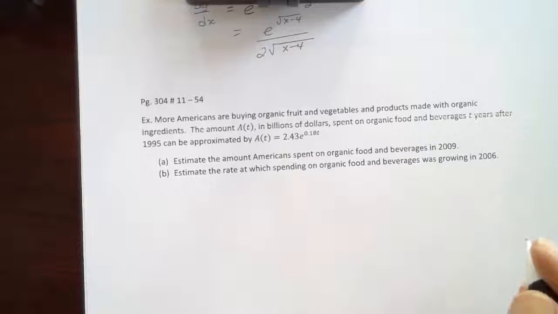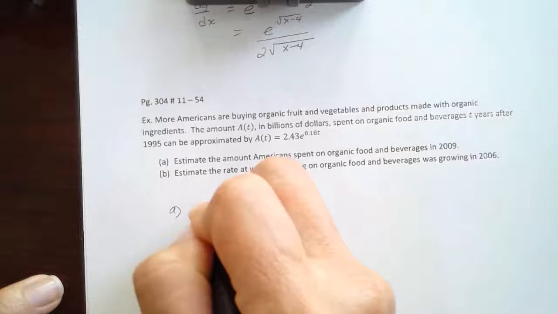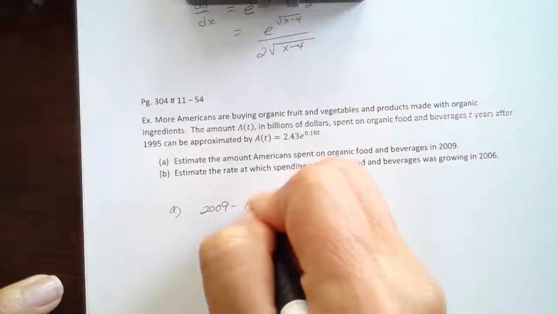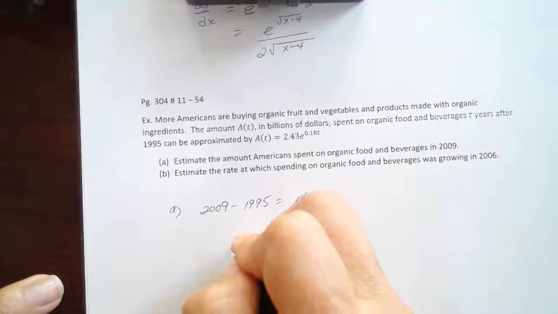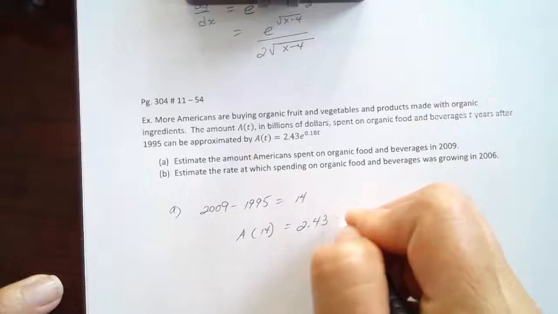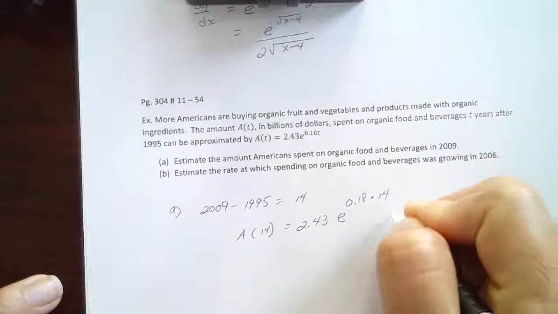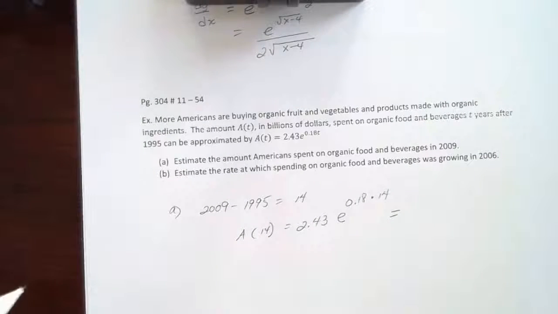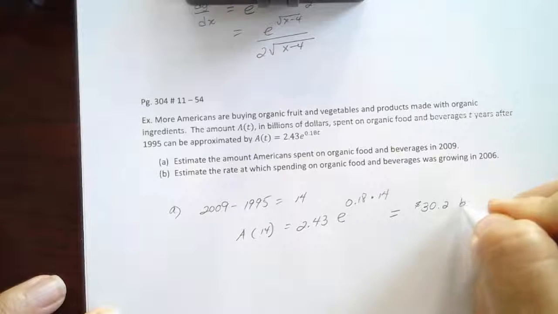Well, first of all, let's figure out how many years after 1995 2009 is. So 2009 minus 1995, 14 years. So then A(14) will be equal to 2.43 e to the 0.18 times 14, which is 30.2 billion. It's a lot of money.